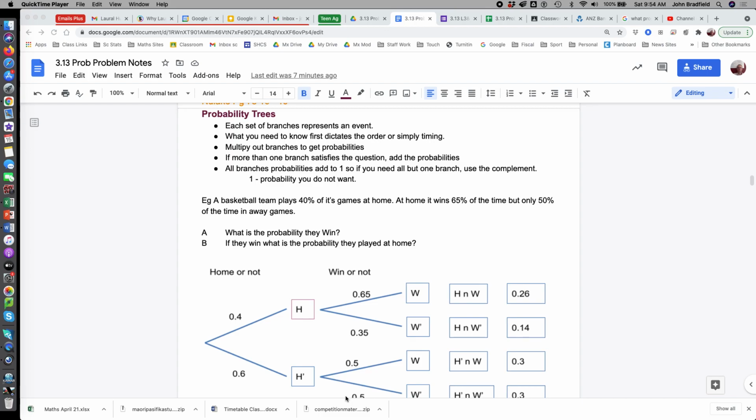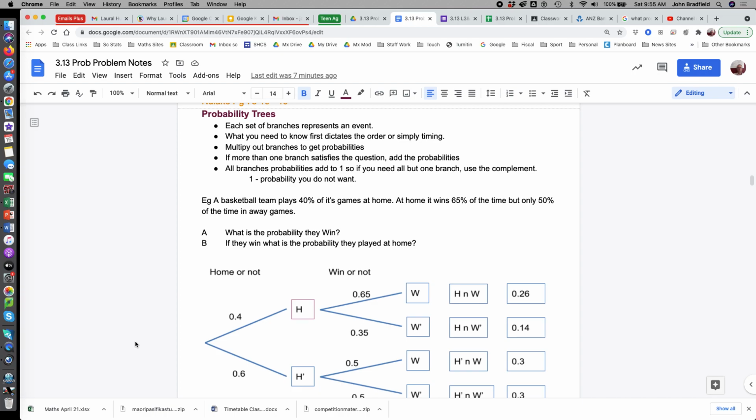Going to look at probability trees. Probably the main thing we've got to add on to what we did last year is a bit of notation. Up the top there with bullet points is things that should be familiar. Each set of branches represents an event. The order of the branches can be tricky. If you know one dictates the other or timing, then you usually can get it right.